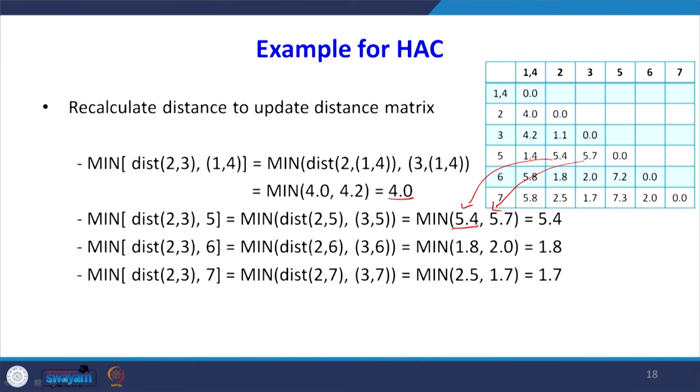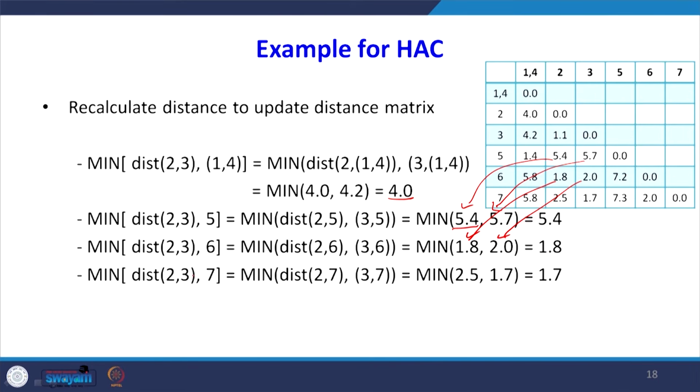Now we have to find out the distance between 2 comma 6 and 3 comma 6. So where is 2 comma 6? 6 comma 2, this is 1.8, this value, and 3 comma 6, 6 comma 3, see this 2 value. So in that minimum is 1.8.